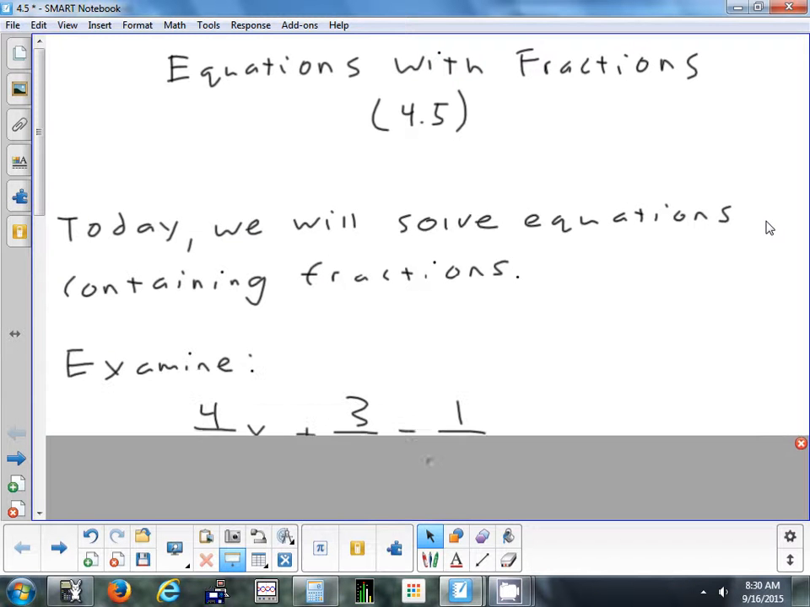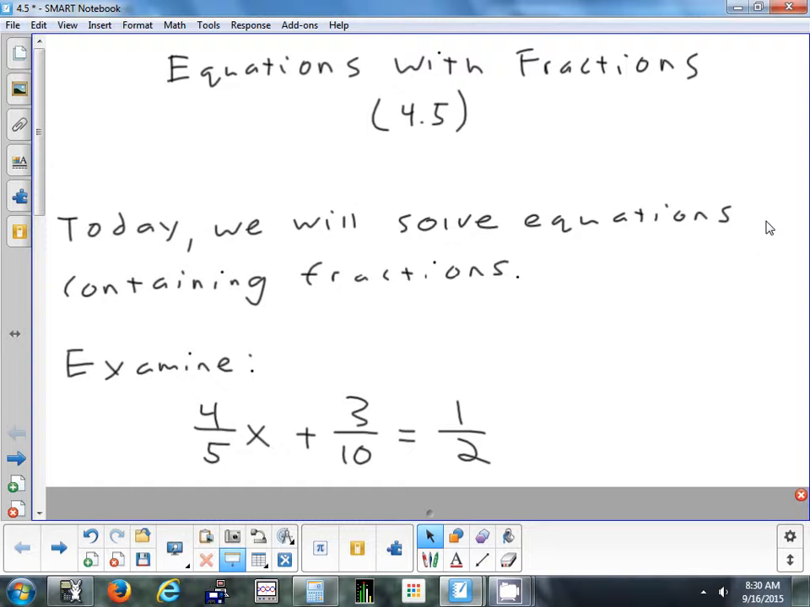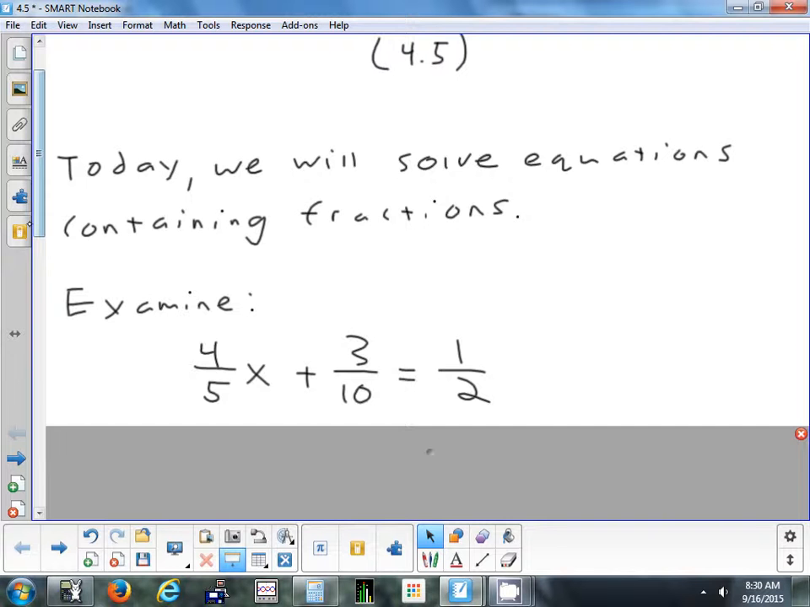All right, so here's a typical equation that could have fractions in it. I just want you to look at it. Maybe we'll come back to solving this one later. But the idea here is if we were going to try to solve this using what we know right now, we'd have to subtract the 3/10 to the other side, and then we'd have to multiply by the reciprocal, 5/4. Well, that's a lot of fractions to work with.